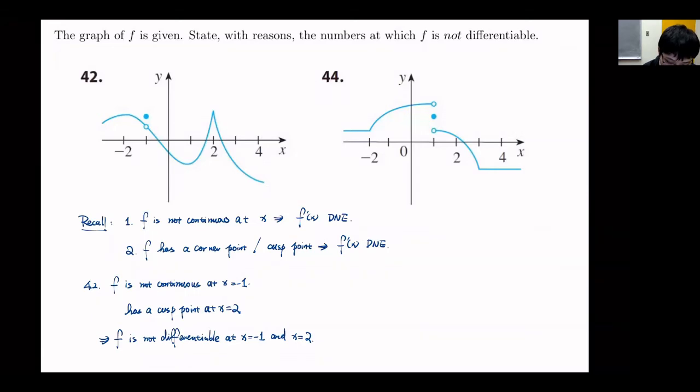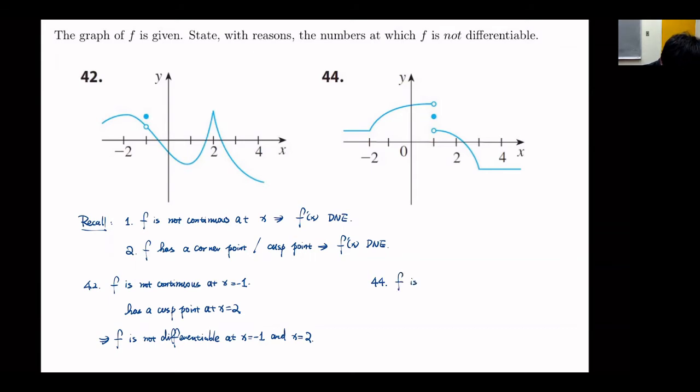Okay, so for problem 44, you could see that there are two corner points, one at x equals -2, the other at x equals 3. So these points are corner points. As a result, the function is not differentiable at these two points. Besides, there is a discontinuity at the number 1. Therefore, those are the three points where the function is not differentiable. Now let's write that down.